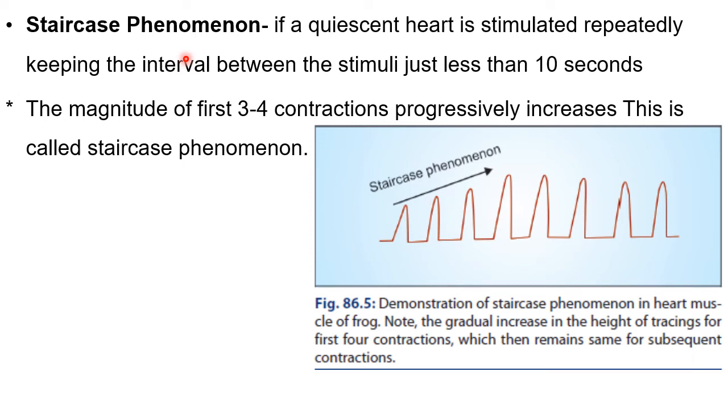Next is the staircase phenomenon. This phenomenon is seen in quiescent heart when the heart is not beating. In quiescent heart, if it is stimulated repeatedly, keeping the interval of the stimuli less than 10 seconds, we can see that the magnitude of the first 3 to 4 contractions progressively increases. Now this increase in magnitude is called the staircase phenomenon. This increase in contractility is due to beneficial effect. Now the subsequent contraction is benefiting from the contraction that occurred previously. That's why it is called as beneficial effect.